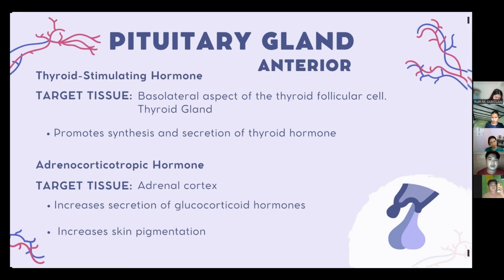Thyroid stimulating hormone's target tissue is the basolateral aspect of the thyroid follicular cell of the thyroid gland. It promotes synthesis and secretion of thyroid hormone. It increases thyroid hormone secretion of thyroxine or triiodothyronine. It is a glycoprotein hormone produced by the anterior pituitary.